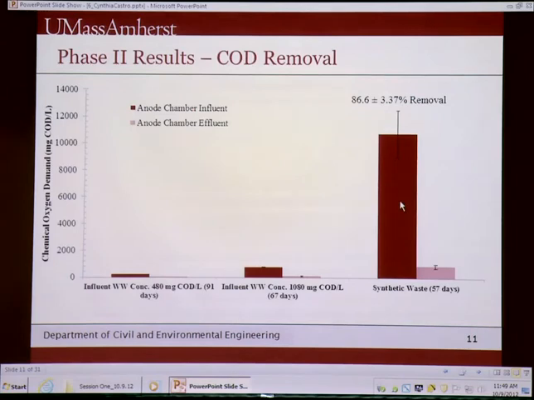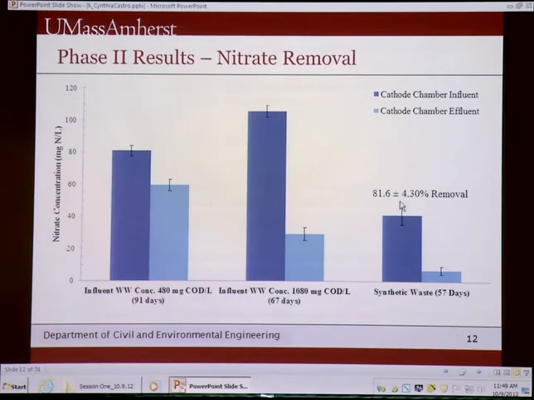So again, we have now the data from phase 1 and now the new data from phase 2, and we see that there's quite a bit more COD and organics going into our system, but we still see a very high removal in the anode. And here we see low amounts of nitrates going into the cathode, and we attribute this to incomplete nitrification in the nitrification chamber. But we still have high removal of the nitrates in that cathode chamber.